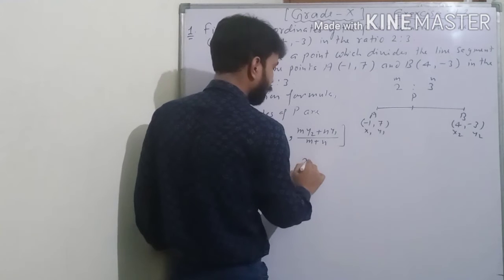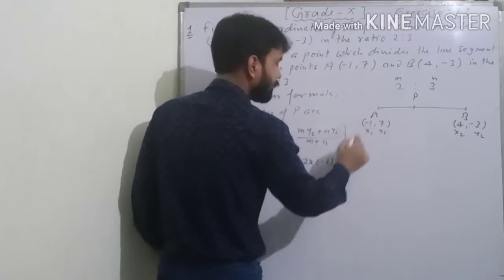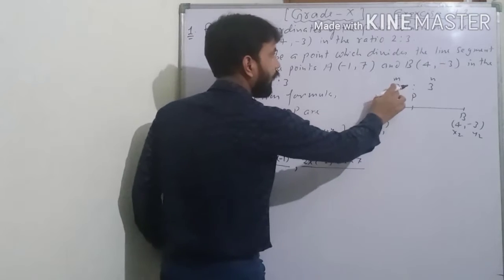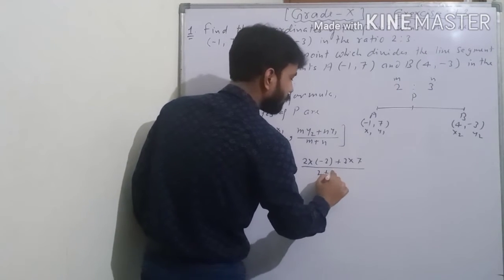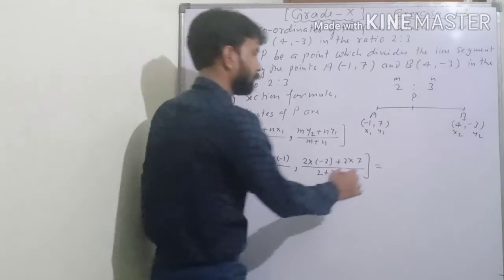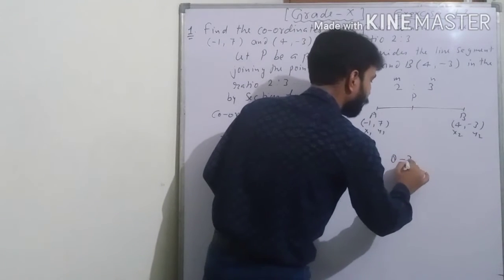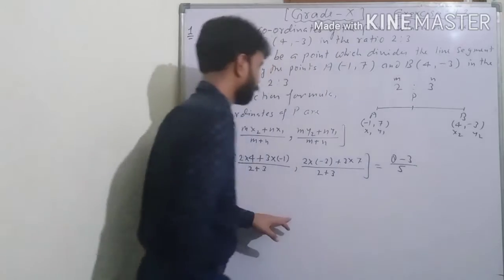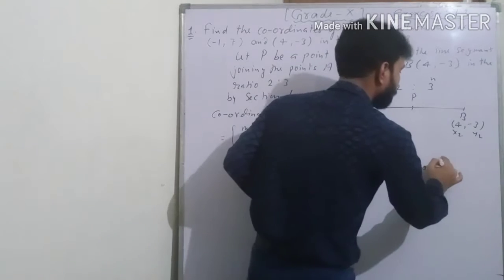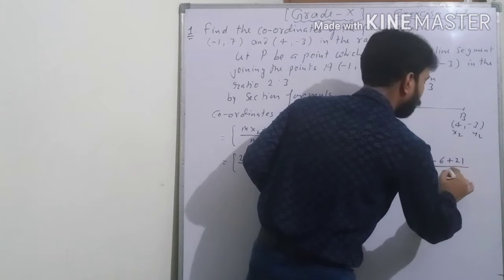For the second coordinate, my2: m is 2 into y2 is -3, plus n is 3 into y1 is 7, upon m plus n. m is 2, n is 3, so this is 2 plus 3. Simplify it. 2 fours are 8 plus 3 into -1 is -3, upon 2 plus 3 is 5. Second point, 2 into -3 is -6 plus 3 into 7 is 21, upon 2 plus 3 is 5.